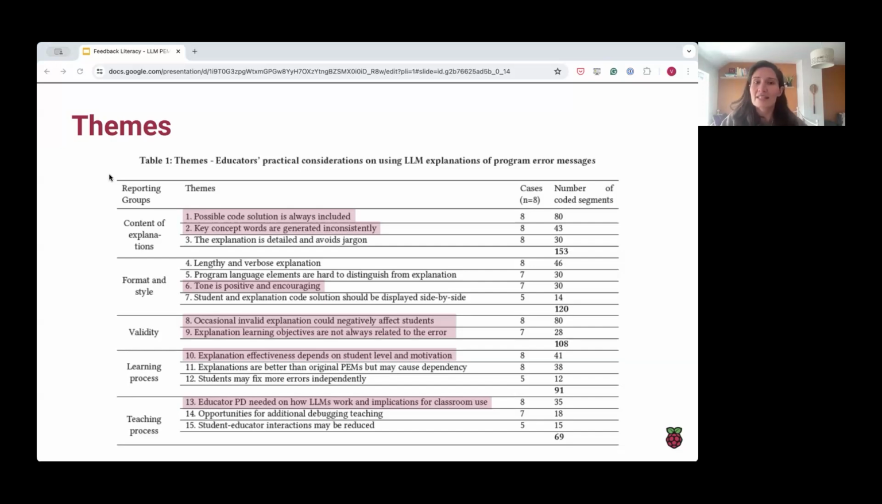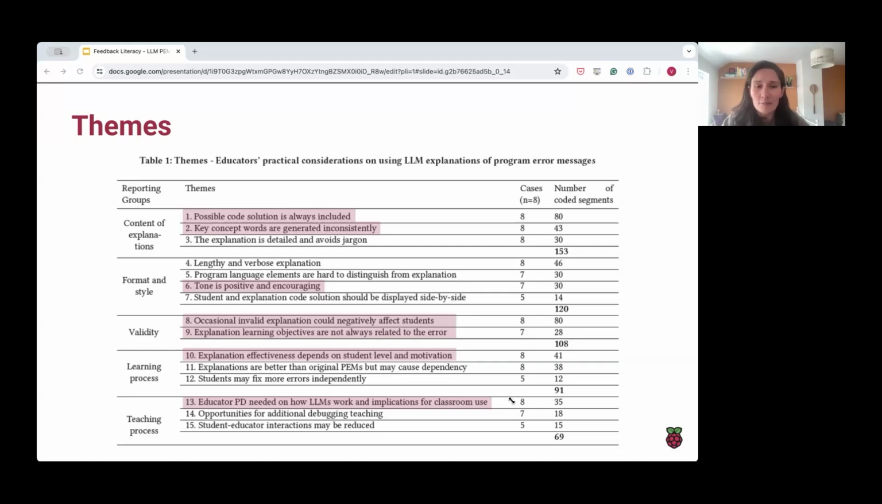There were also format and style aspects of the explanations that the educators talked about. For example, all educators noted how the tone in the explanations was positive and encouraging, something they liked about the explanations. And around the validity of the explanations, all educators encountered at least one invalid explanation. Invalid explanations either consisted of made-up errors, so hallucinations, the explanation addressing an error that didn't actually exist in the code at all, suggesting a fix that would have, at best, made no difference to the code, or at worst, introduced an additional error.